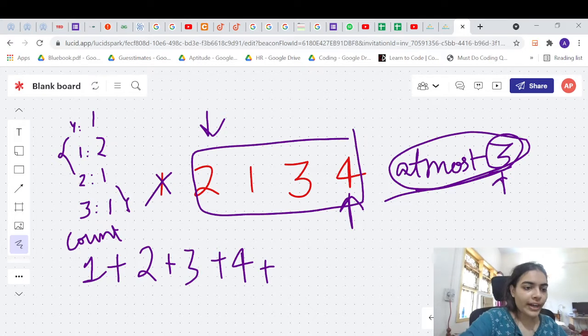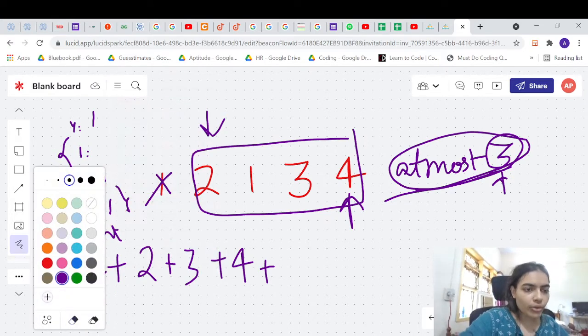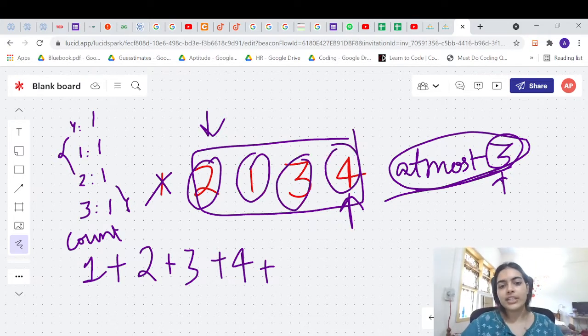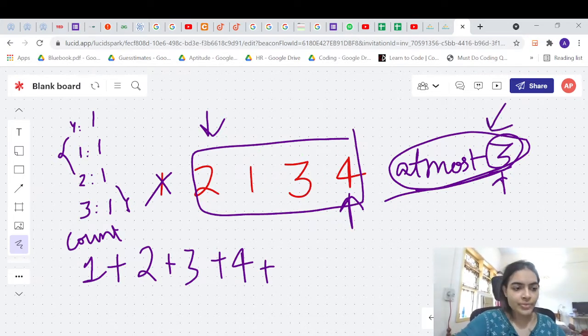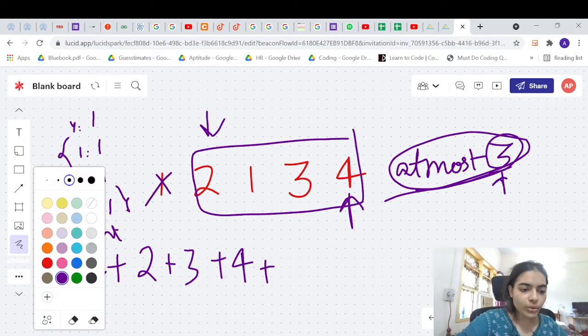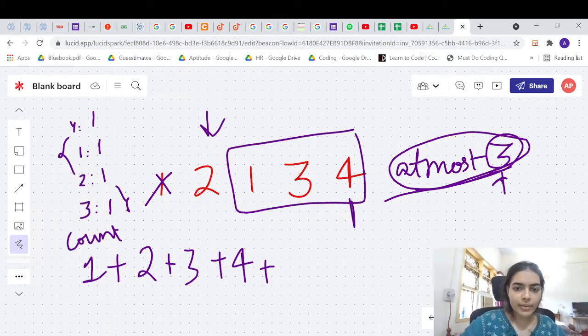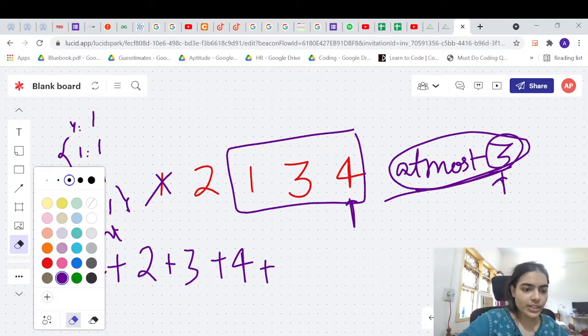You removed 1, right? So the count of 1 will also decrement. So what will be the count of 1? Count of 1 will become 1 now. Still the map size is 4. So you cannot still include this subarray because this subarray also has 4 distinct integers, but you are allowed only at most 3. So what you have to do? Again, you have to try to shift your subarray.